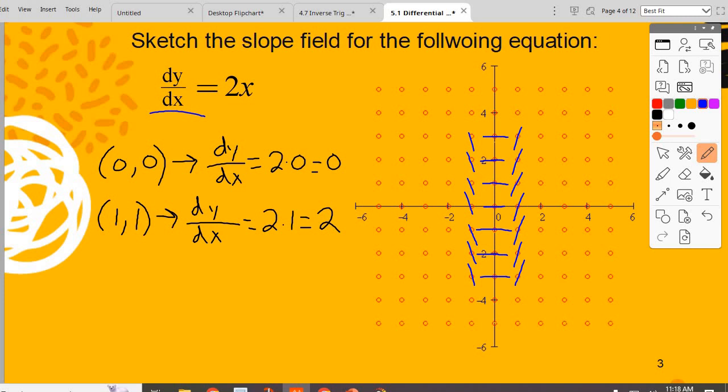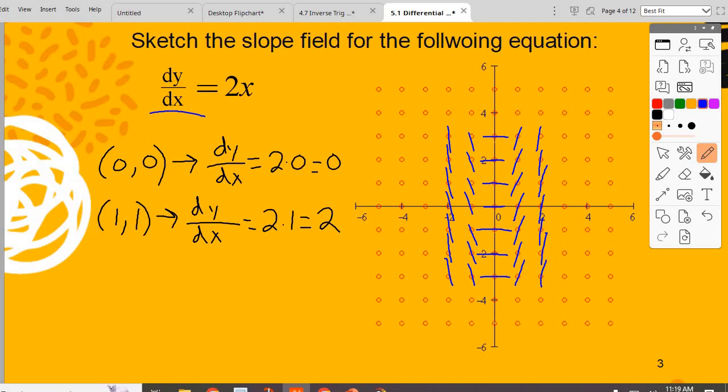And then our last step, we might think about, okay, as my x values get bigger, notice that our slopes are going to get steeper because we're still multiplying by 2. Now, it's not quite a vertical line, but we're trying our best to draw it pretty steep. And then on the opposite side, it's going to be pretty steep as well, but just in the negative direction. Okay, so we have a slope field that would look something like this.